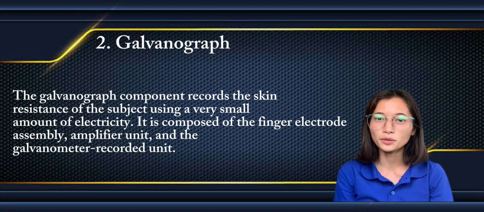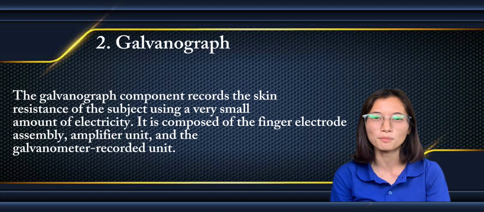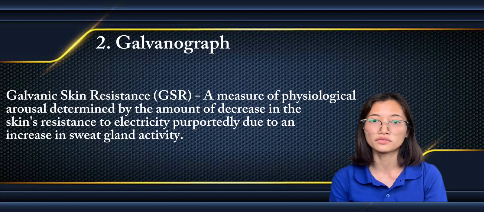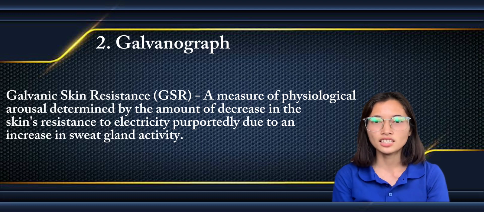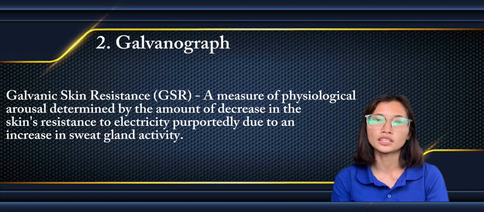Galvanograph. The galvanograph component records the skin resistance of the subject using a very small amount of electricity. It is composed of the finger electrode assembly, amplifier unit, and the galvanometer recorder unit. Galvanic skin resistance (GSR) is a measure of physiological arousal determined by the amount of decrease in skin resistance to electricity, purportedly due to an increase in sweat gland activity.